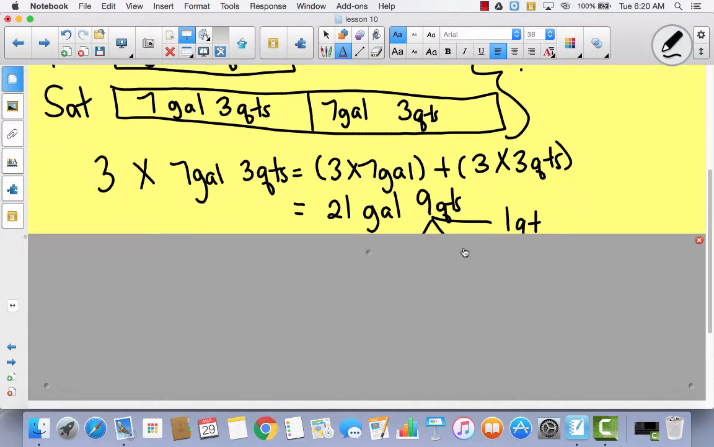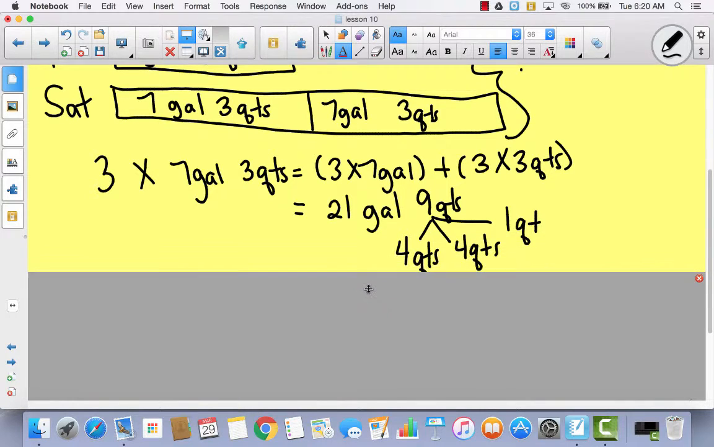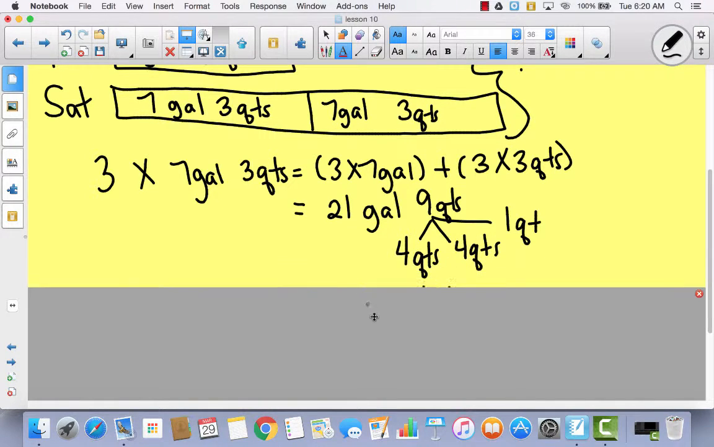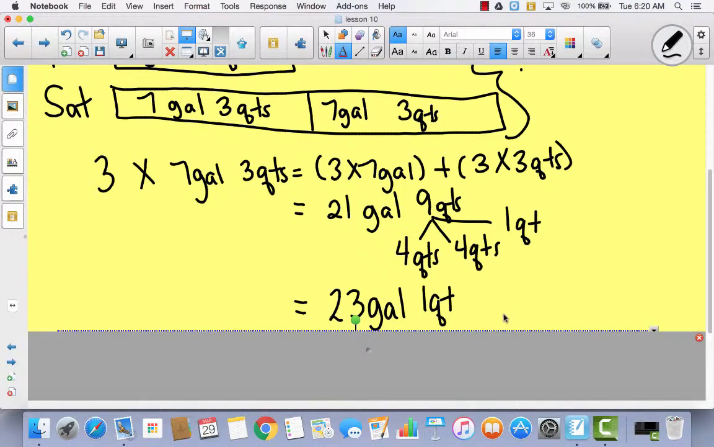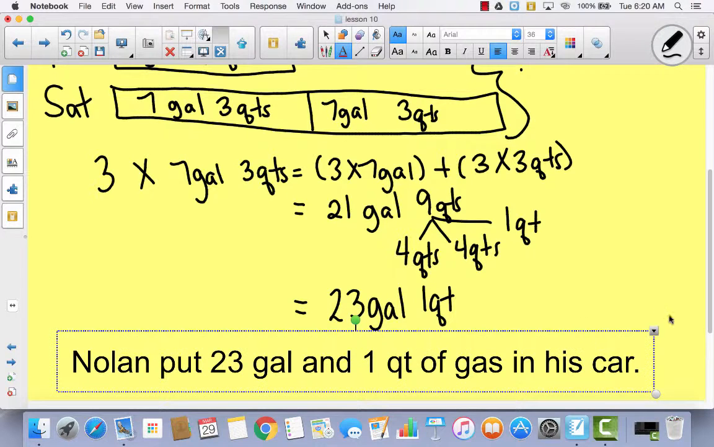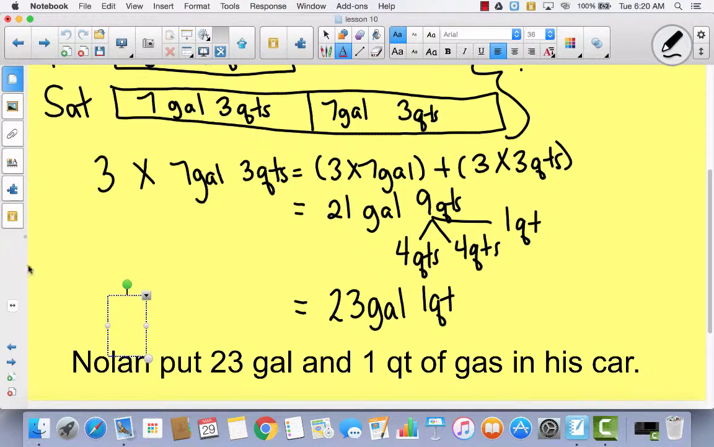So since there are 4 quarts in a gallon, I decomposed that 9 quarts into 2 fours and 1 quart, because each of these 4 quarts is equal to a gallon. So that gave me 23 gallons and 1 quart. So I went ahead and wrote my sentence. Nolan put 23 gallons and 1 quart of gas in his car.